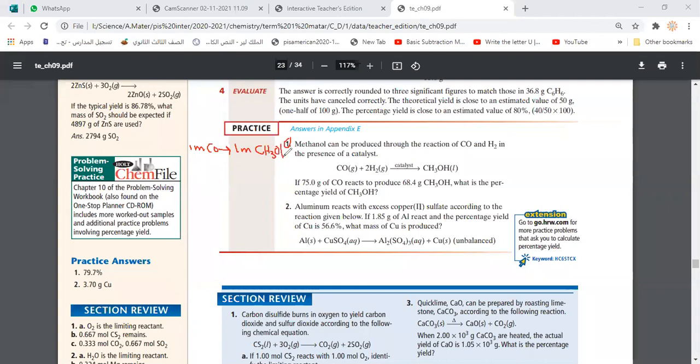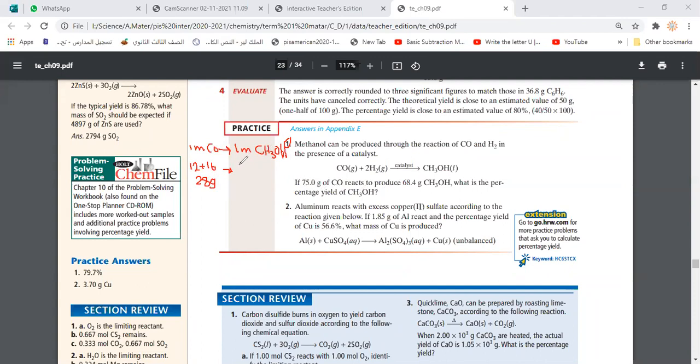Then we need to work in grams, because we are just working in grams here. So we need to find the molar mass of carbon monoxide. Carbon is 12, oxygen is 16, so that means it's 28 gram. So let's find the molar mass of methanol.